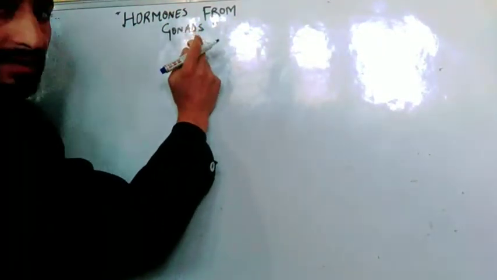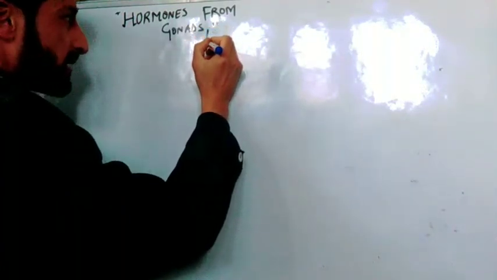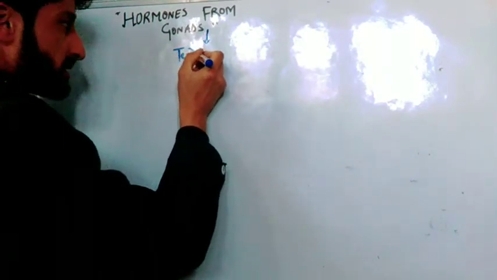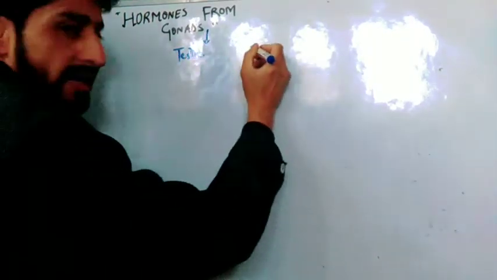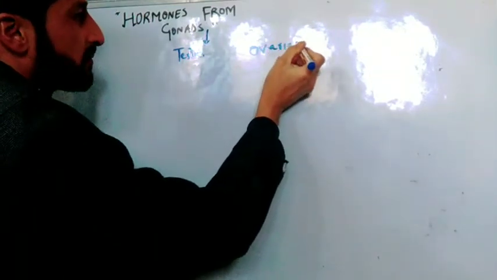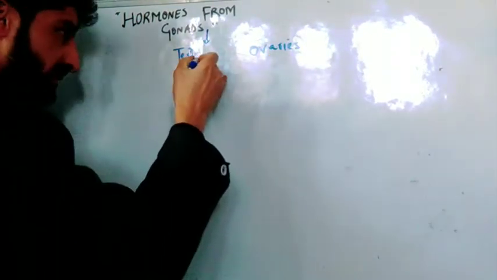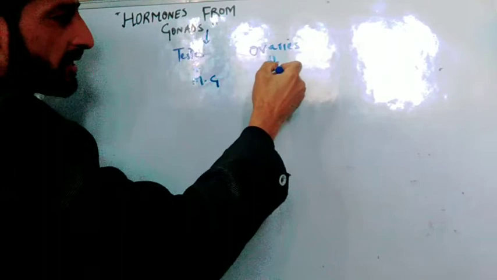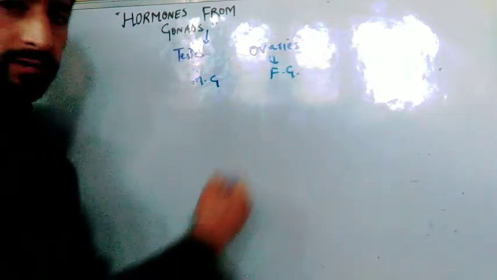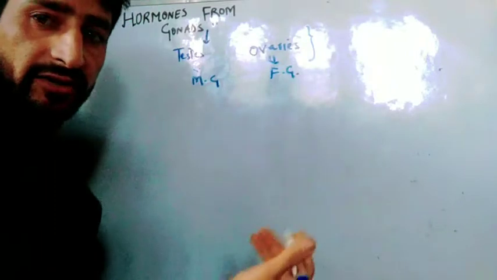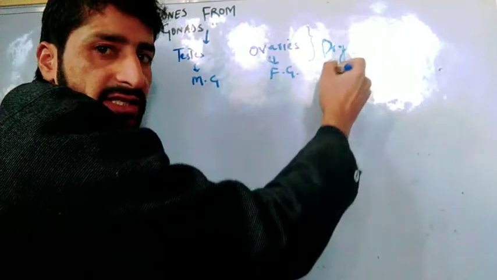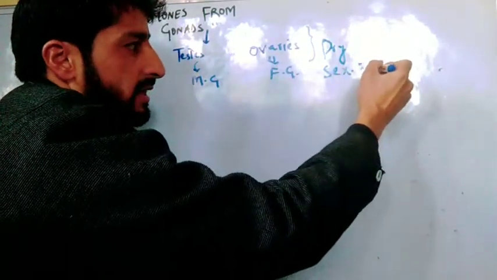Now, as far as the first term is concerned here, gonads. Gonads means testicles or testes in males and ovaries in females. Testicle is considered as male gonad and ovary is considered as female gonad. Both these two structures are collectively known as primary sex organs.